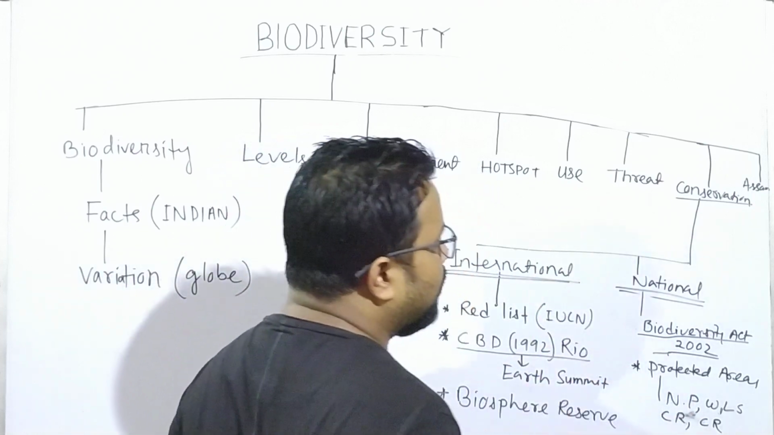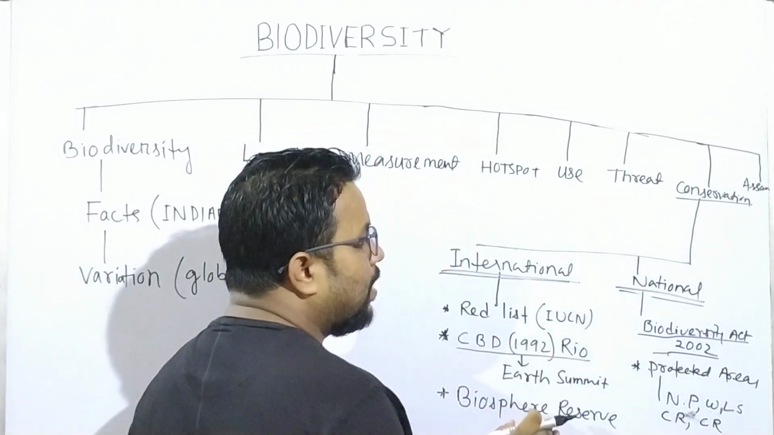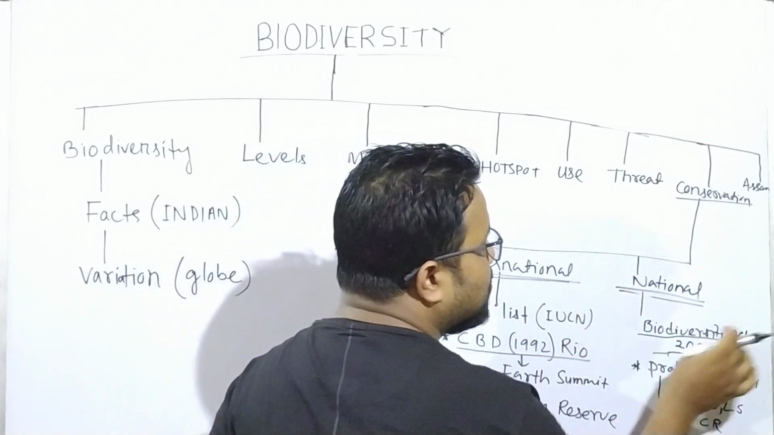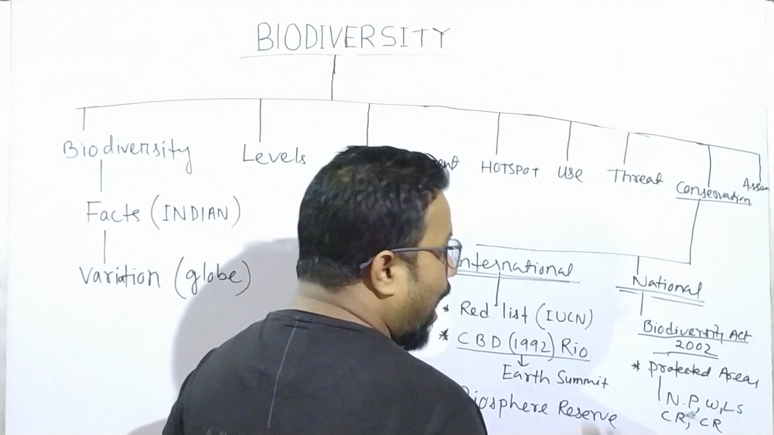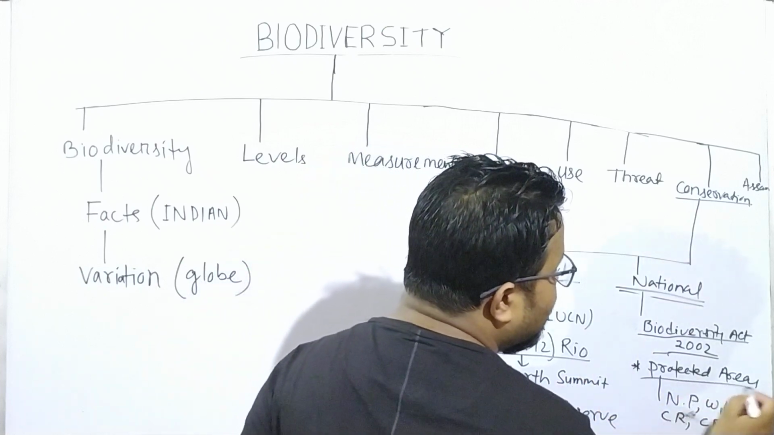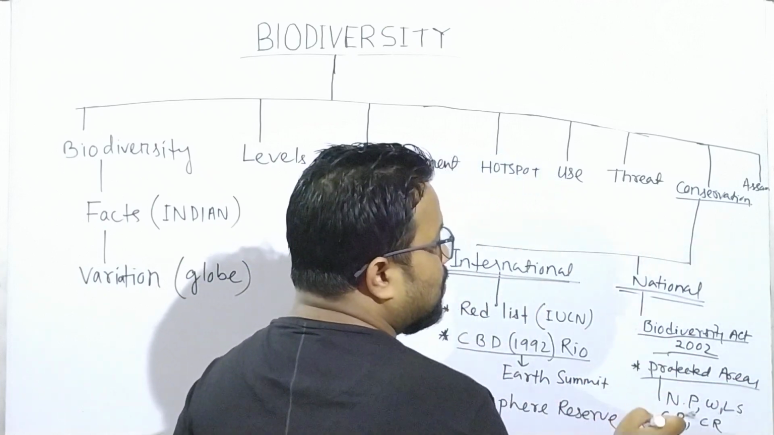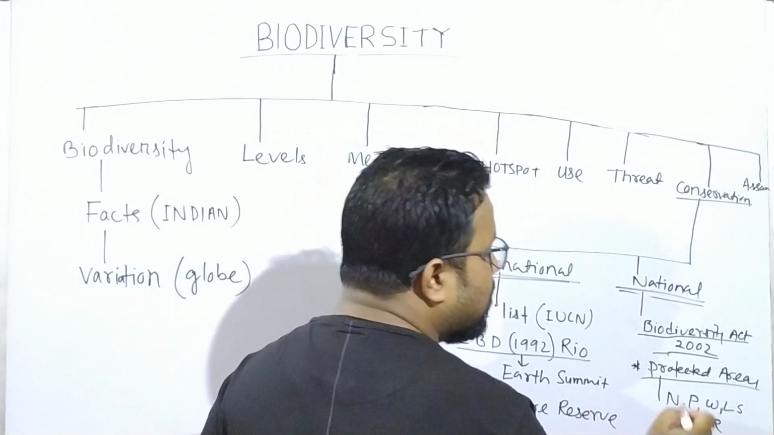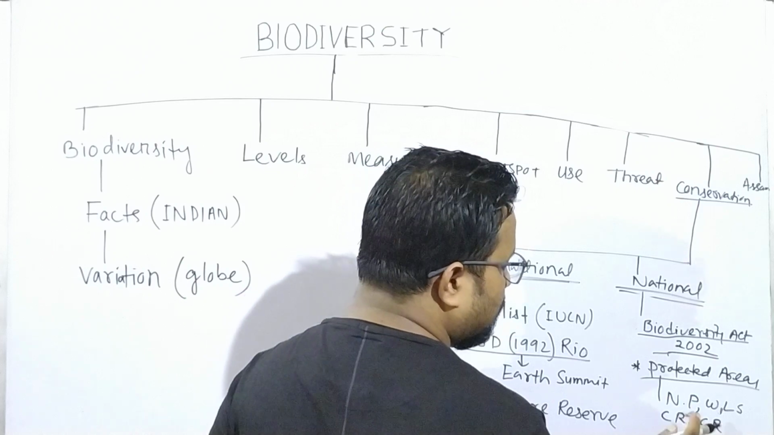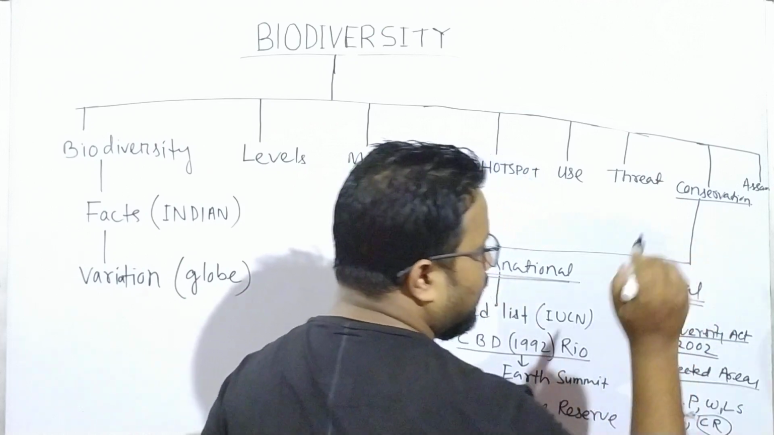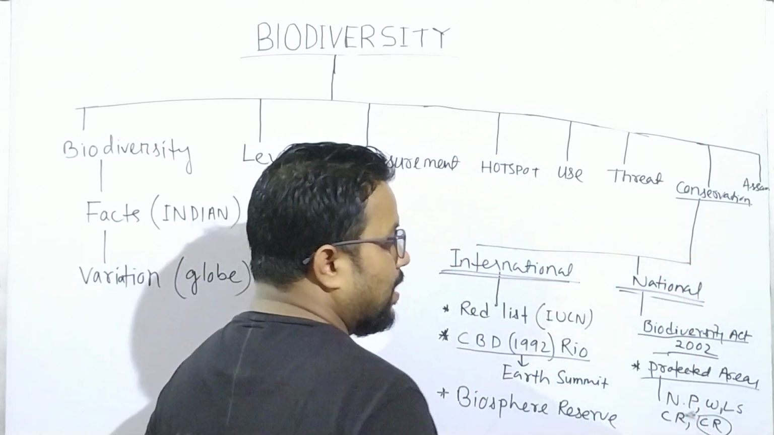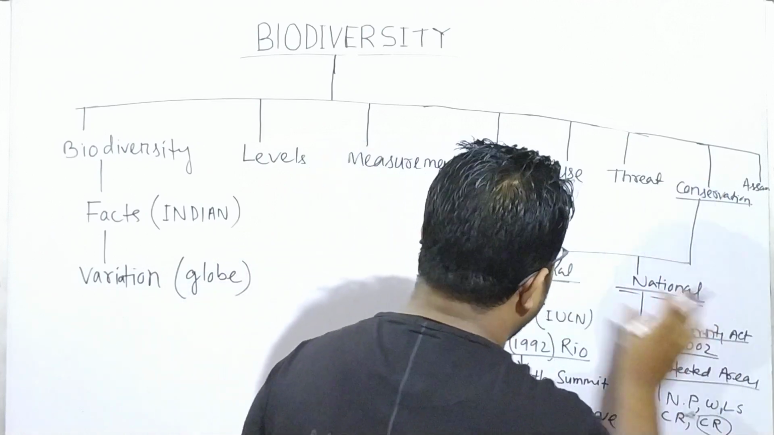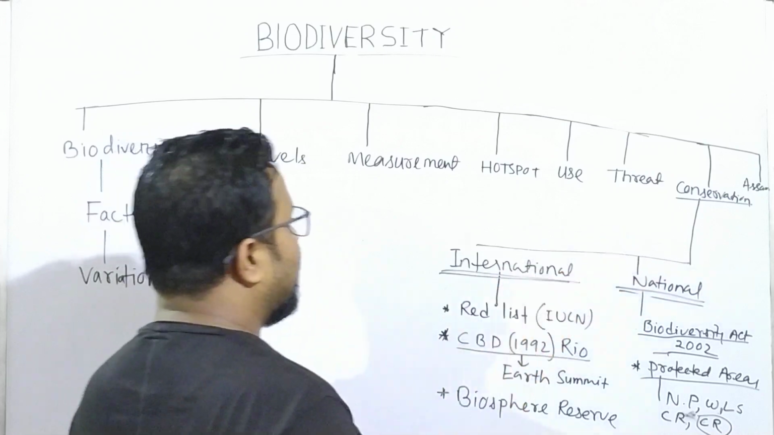Now at the national level, or Indian level, we have the Biodiversity Act, passed in 2002, and some protected areas which are declared. These protected areas include national parks, wildlife sanctuaries, community reserves and conservation reserves. So these are the conservation methods, both internationally and nationally.